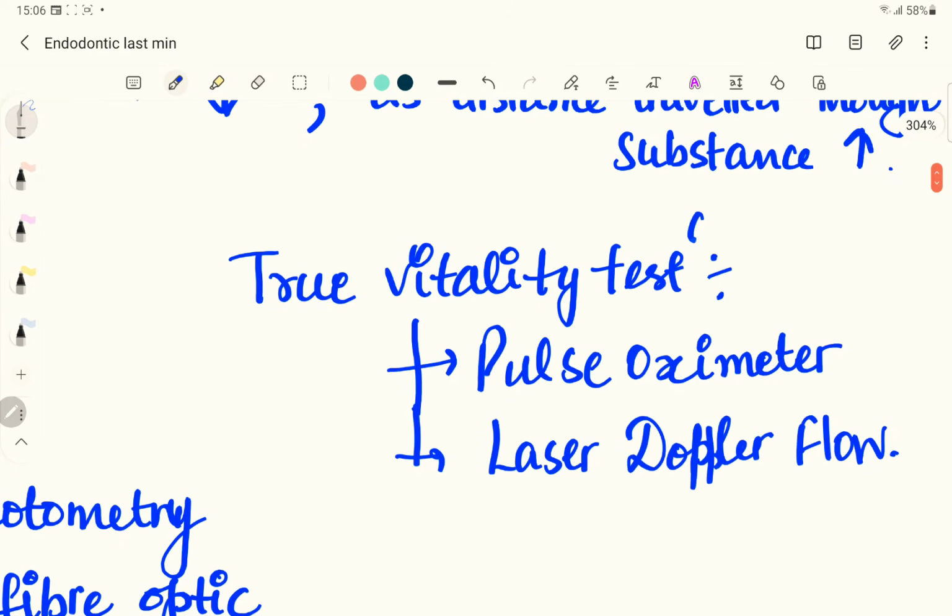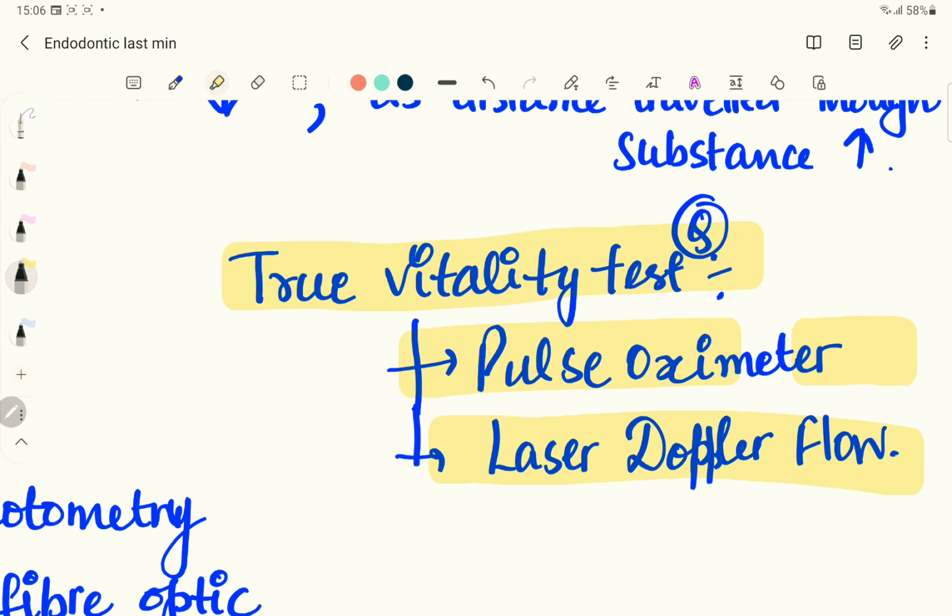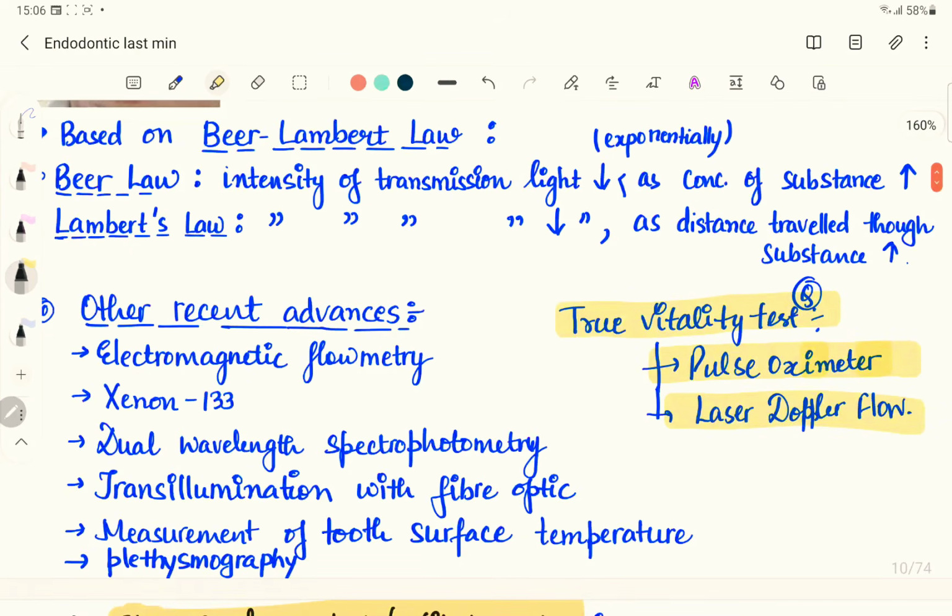So these are the true vitality test indicators: pulse oximetry and laser Doppler flowmetry. Pulse oximetry works on the Beer-Lambert law, and laser Doppler flowmetry works on the Doppler principle. Other recent advancements are electromagnetic flowmetry, xenon 133, dual wavelength spectrophotometry, and transillumination with fiber optic. This will be covered in cracked tooth syndrome.